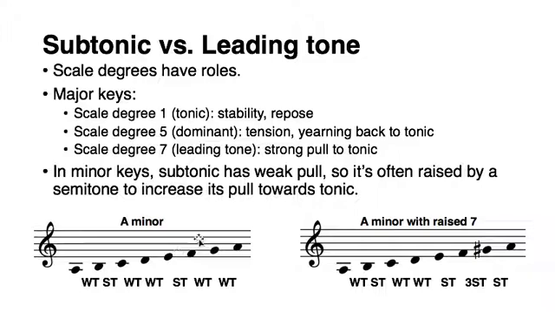Let me play the first version of A minor with the subtonic. And then back to 1. So maybe it does have a pull, but it's much weaker, right? The subtonic is not as strong as the leading tone. Now I'll play the second version here with a raised 7th scale degree. Much stronger. It wants to go back to tonic. So that is often done as a recourse for composers to raise that subtonic into a leading tone by raising the 7th scale degree by a semitone.